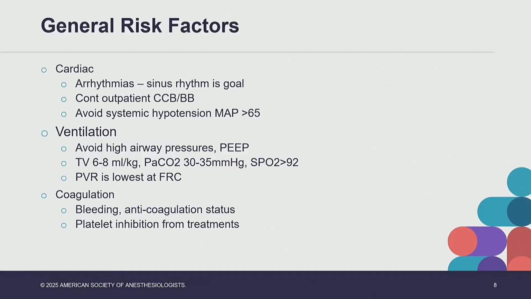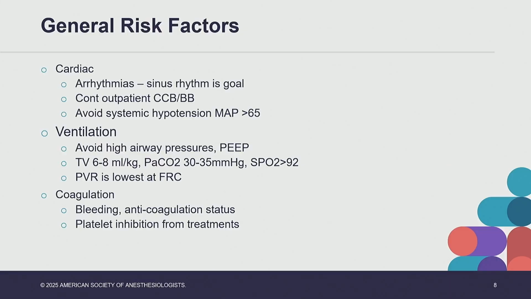The general risk factors that you tend to run into just post-induction, or you can go into arrhythmias. Sinus rhythm is always the goal because you need the filling from the atrium into the ventricle. Typically these patients are on outpatient calcium channel blockers or low-dose beta blockers, and you want to continue them throughout because you don't want to induce arrhythmias. And then you obviously want to avoid systemic hypotension for reasons we talked about.